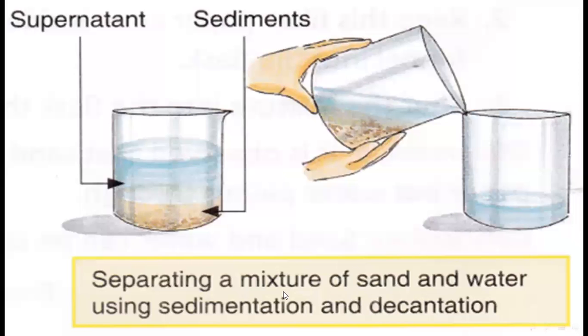Again, here you see separating a mixture of sand and water using sedimentation and decantation. Here you see we give them some time to settle down. The solid particles settle down at the bottom of the container. After that, the liquid is poured into another container very carefully. The pouring of liquid in this manner is called decantation.